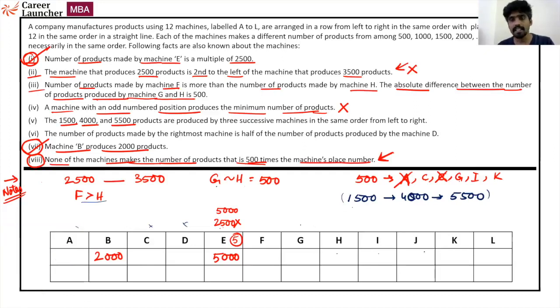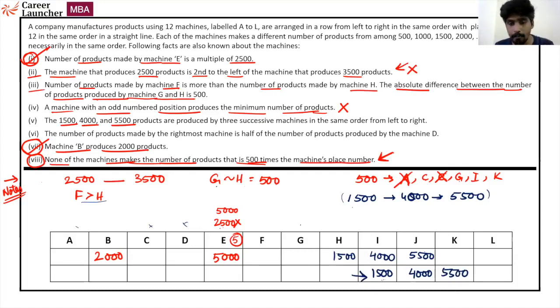H, I, and J, can they have 1,500, 4,000, and 5,500? Could they be in machines H, I, and J? I see no problem with this. But there is another case possible for these 3, that is I, J, and K. 1,500 in I, J has 4,000, and K has 5,500. This was also a possibility, but the possibility in the line below will get eliminated.